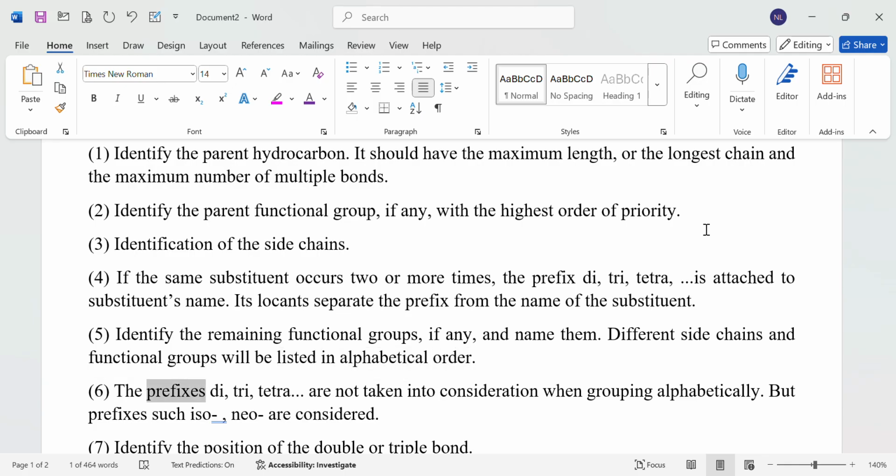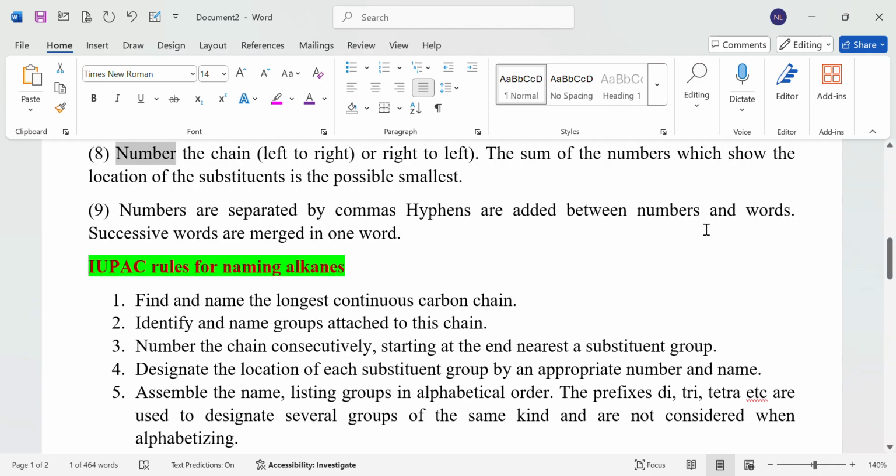6. The prefixes di, tri, tetra are not taken into consideration when grouping alphabetically. But prefixes such as iso, neo are considered. 7. Identify the position of the double or triple bond. 8. Number the chain, left to right, or right to left. The sum of the numbers which show the location of the substituents is the possible smallest.